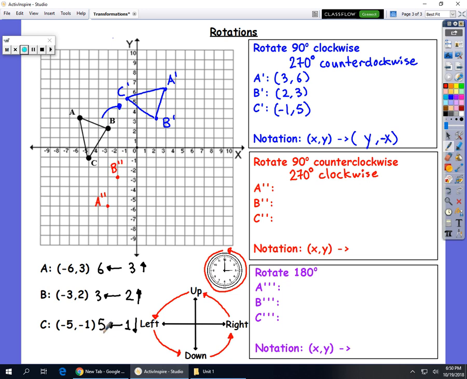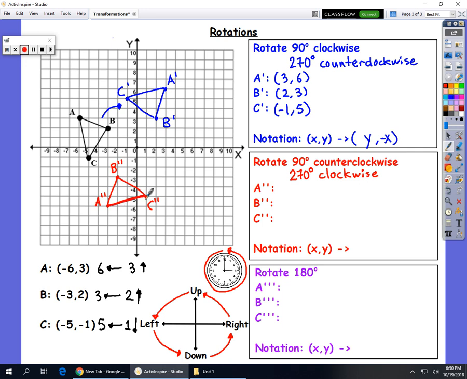Finally, let's look at the directions for C. 5 left, counterclockwise 90 degrees, really means 5 down. 1 down really means 1 right if we're going counterclockwise. So again, that's 5, not left, 5 down and 1 right. 5 down, 1 right. This is my C prime prime. Make a triangle.